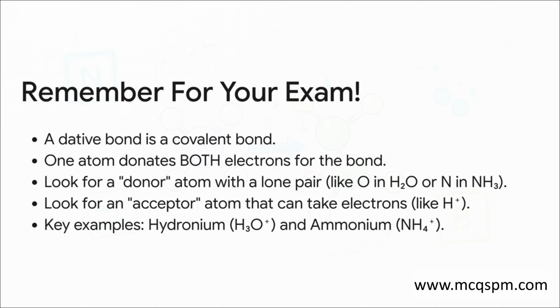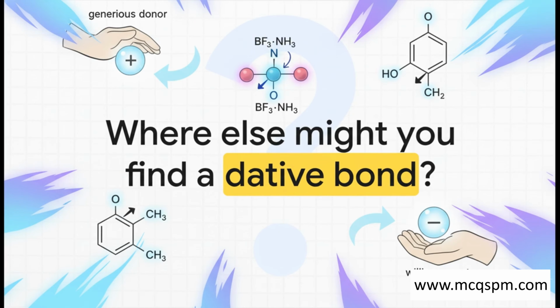3. Your game plan in an exam is to find the donor atom with a lone pair, think oxygen and water or nitrogen and ammonia, and then find the acceptor atom that can take those electrons, like H+. And finally, lock in those 2 key examples we talked about, the hydronium ion and the ammonium ion. You will see them again. And there you have it, dative bonds, totally demystified.